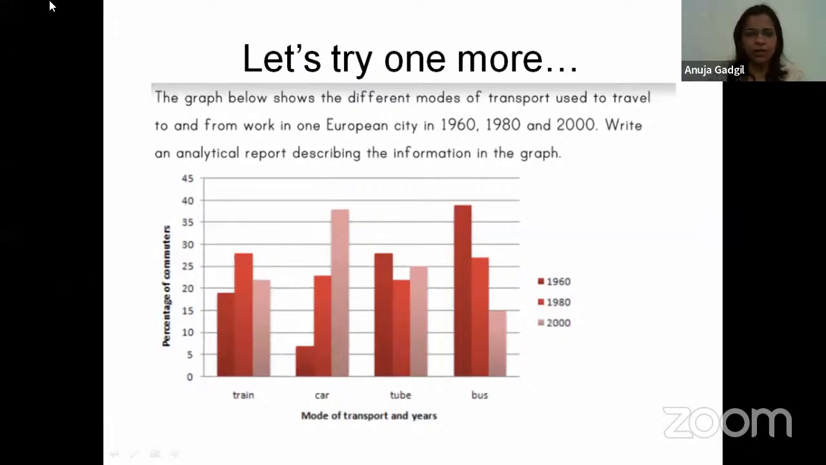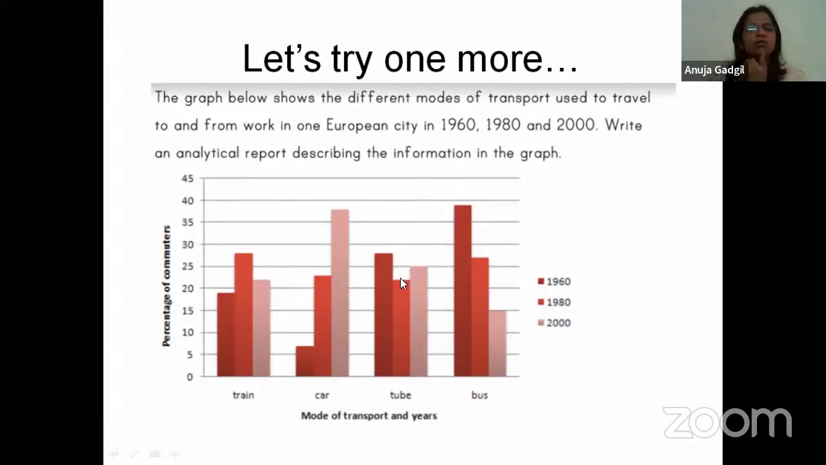And which year is shown by comparatively light red color? Comparatively lighter. Little bit lighter. Very good. 1980. Yes. 1960, darkest red. 1980, little bit light red. I'm not saying very light. And then pink color is 2000. Year 2000. Now what is this? What does this particular distribution talk about? It talks about different modes of transport used by people in a European city in 1960, 80 and 2000.